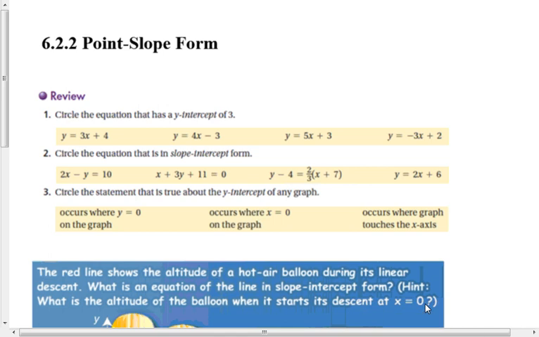Hey students, this is lesson 622. In this lesson, we're going to learn how to use point slope form to write equations of lines. It's just a new form of linear equation. Go ahead and do the review 1, 2, and 3 here and pause, and then I'll check back with you.